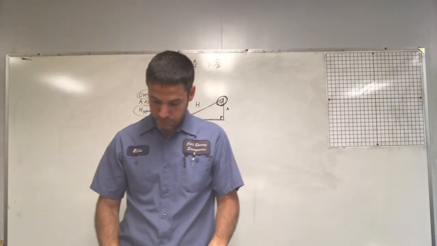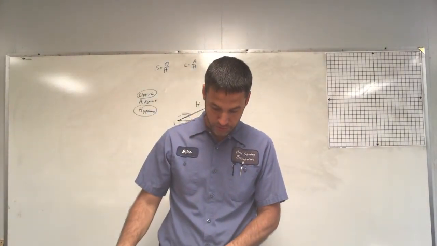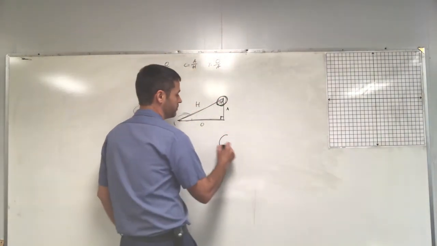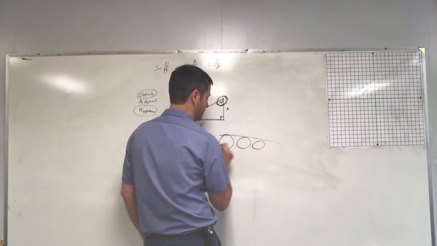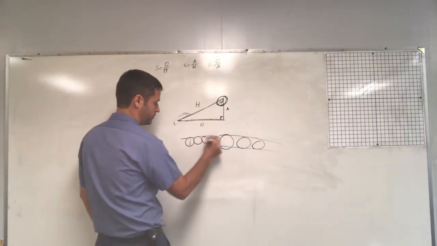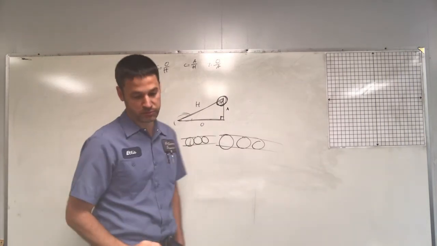Hopefully that helps. Number 3 on 73. Draw 3 circles that share 2 common tangents. The easiest way would be like this, in a line. 3 circles. You can have them touching, it doesn't matter. 3 circles sharing 2 common tangents, that would be an easy way to do that.